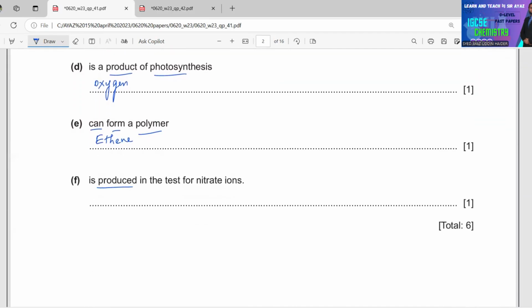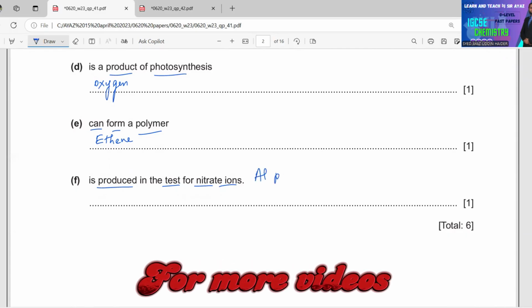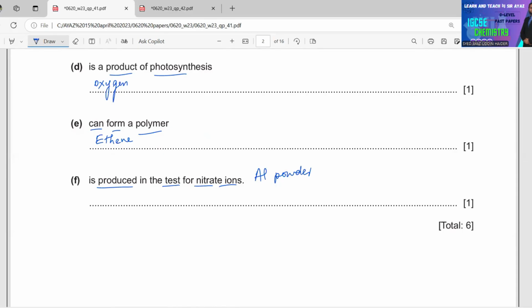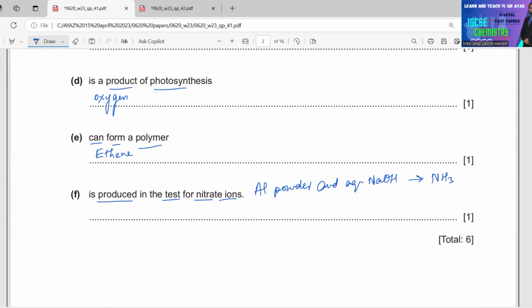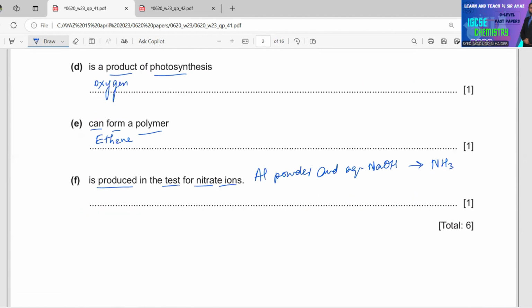Part F is produced in the test for nitrate ions. For the test of nitrate ions, we usually warm the solution with aluminium powder and aqueous NaOH. And this produces a gas with a pungent smell. It's NH3, ammonia gas. We have this ammonia gas in the list. So definitely the answer must be ammonia for this one.